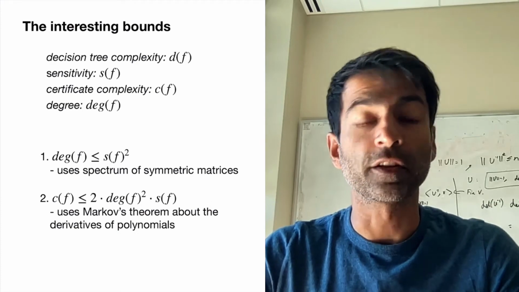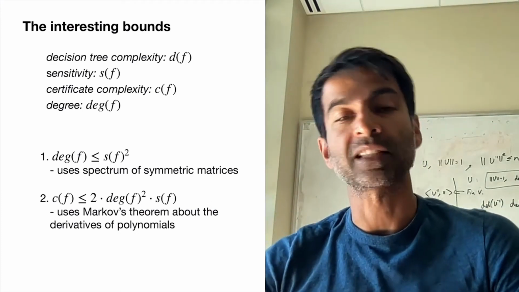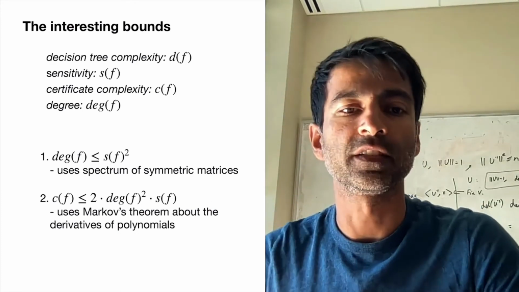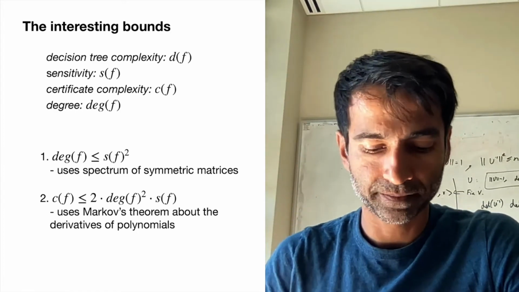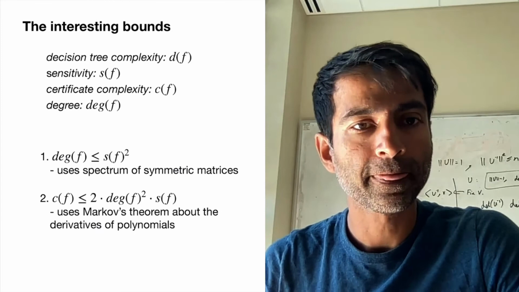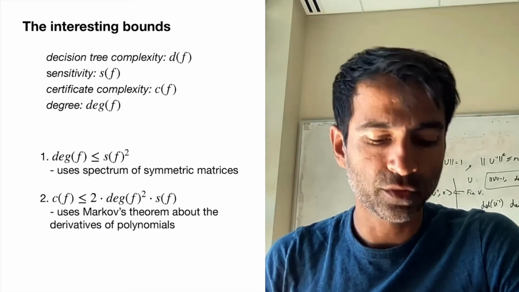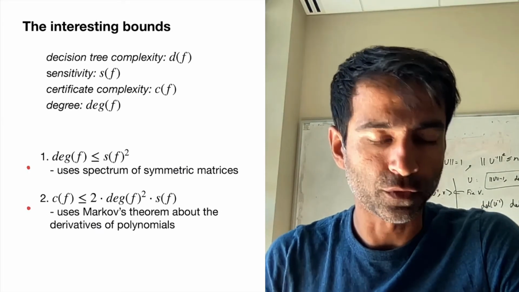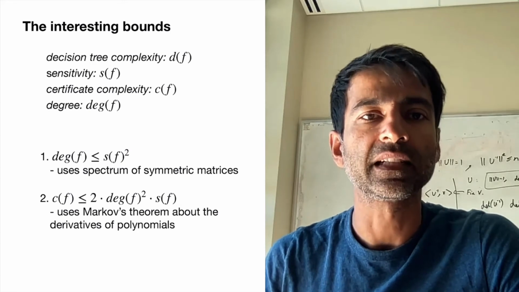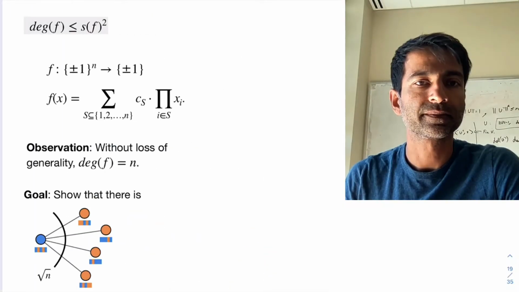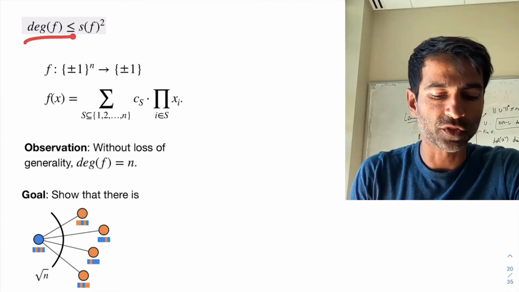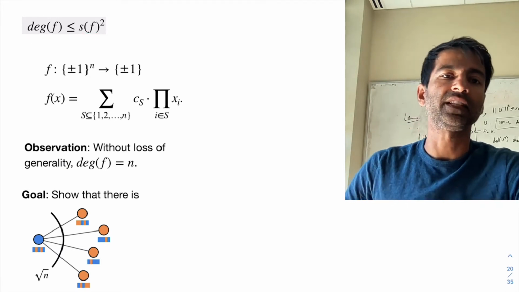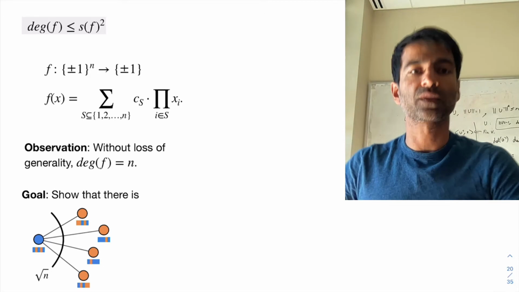Now, I've made another video explaining the proof of Markov's theorem, so if you haven't seen it and you're interested, you can look for it on my channel. So these are the two results that I'll give details for. And let's start with the first one. So here's the bound that I want to prove. I want to show that the degree can be bounded by the sensitivity of f squared.